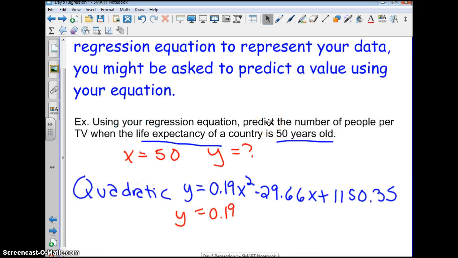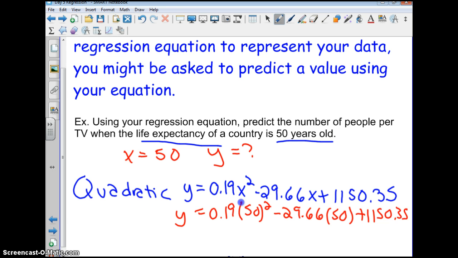All right, so now we have the equation that we used, and I'm going to just substitute X with the 50. Once I do this, it will be pretty simple to figure out how many people per TV are going to be in this country. Let's go ahead and simplify. There are approximately 142 people per TV.